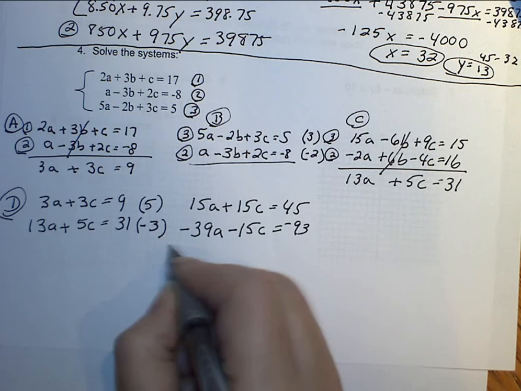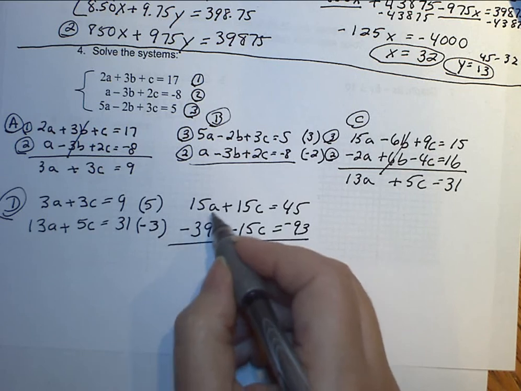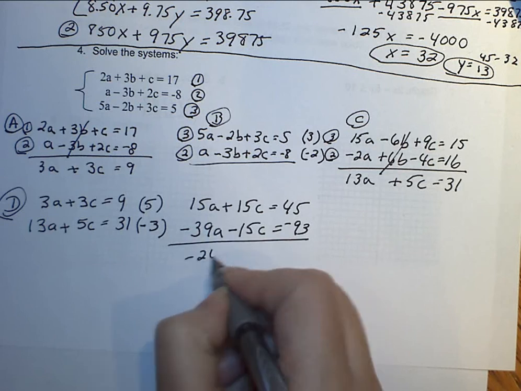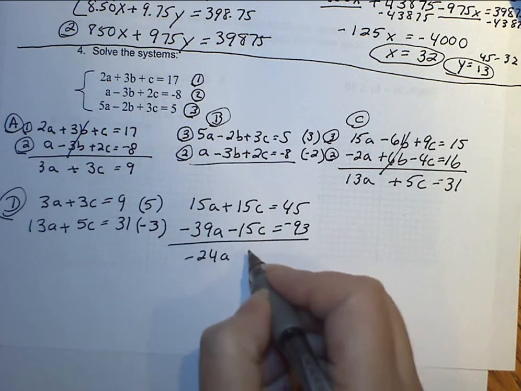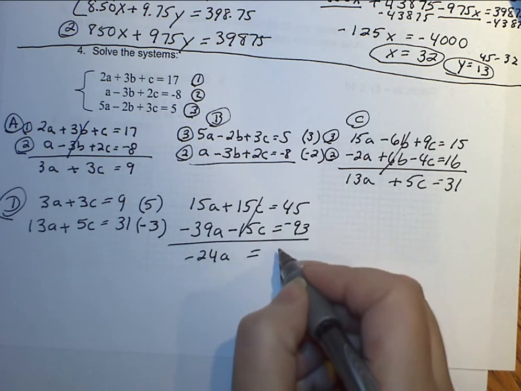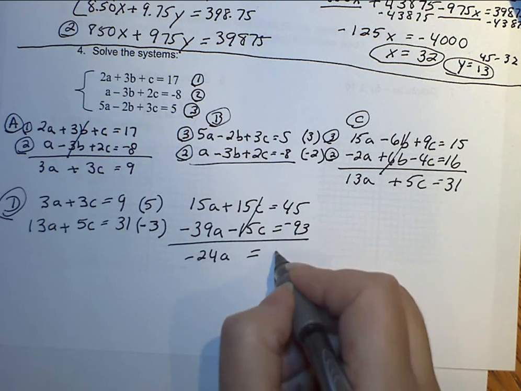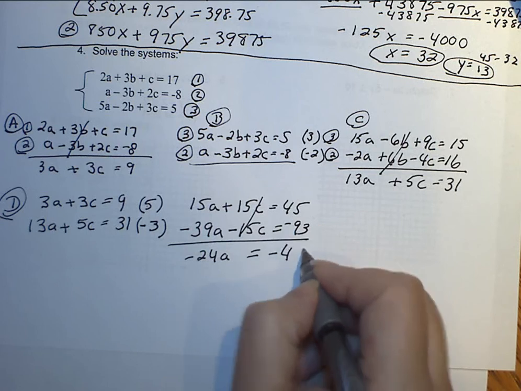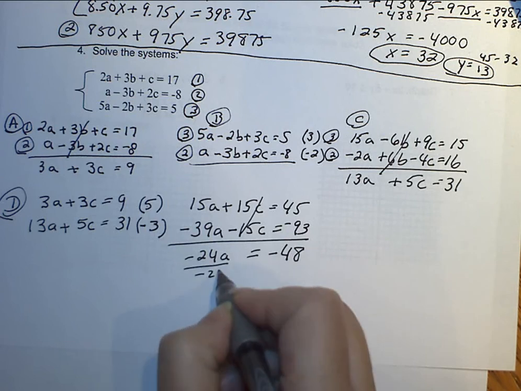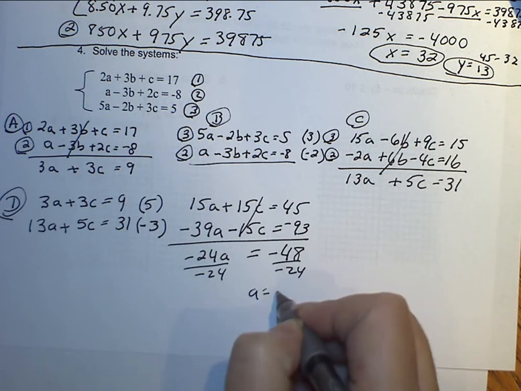Add down. 15a minus 39a is a negative 24a. C's are gone, equals 45 minus 93, negative 48. Divide by my negative 24. A is 2. A is 2, so then you have to work backwards.